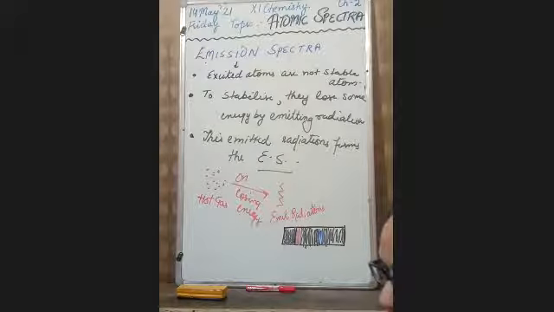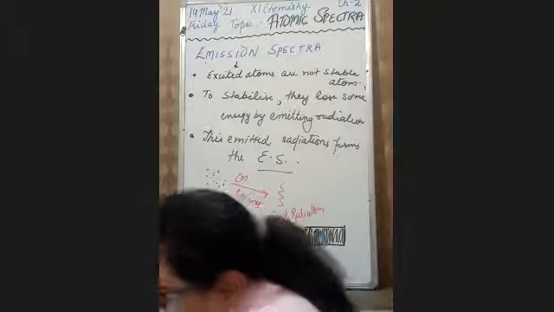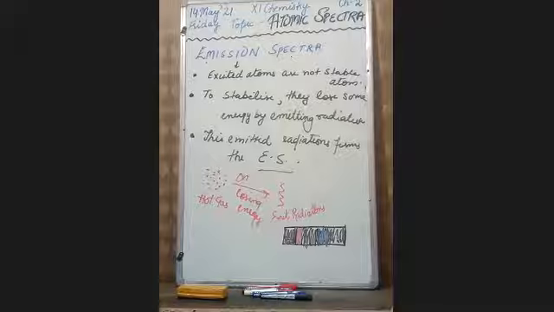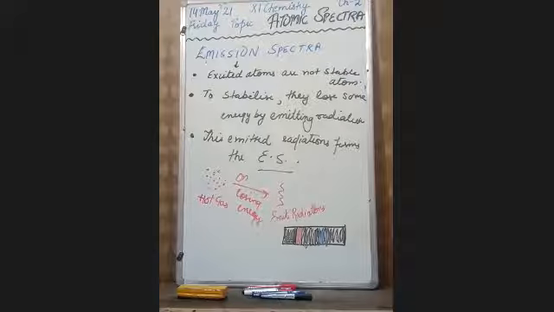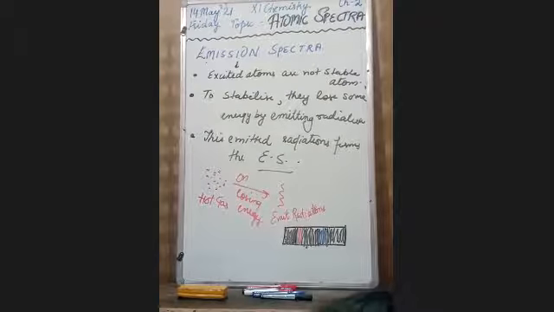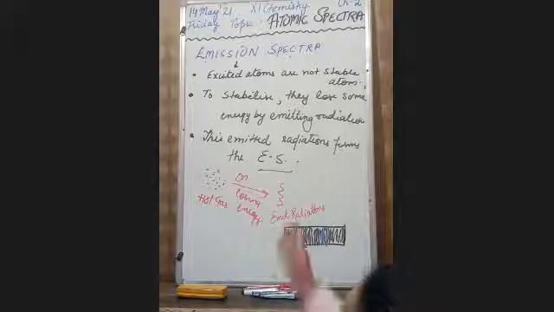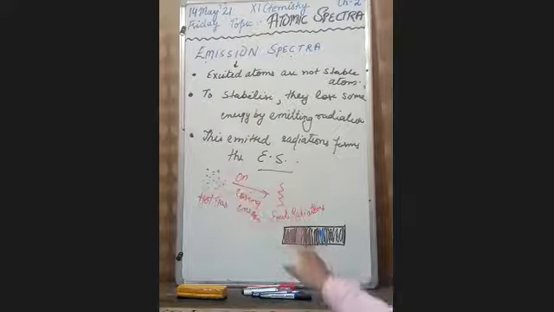See what is going on here. The atoms will move to the excited state by heating, by increasing the temperature, or by passing a photon to it. If we shine light on any atom, its electrons will move to the excited state, or by increasing the temperature of that particular atom. So excited atoms are not stable atoms. To stabilize, they lose some energy by emitting radiation. This emitted radiation forms your emission spectra.